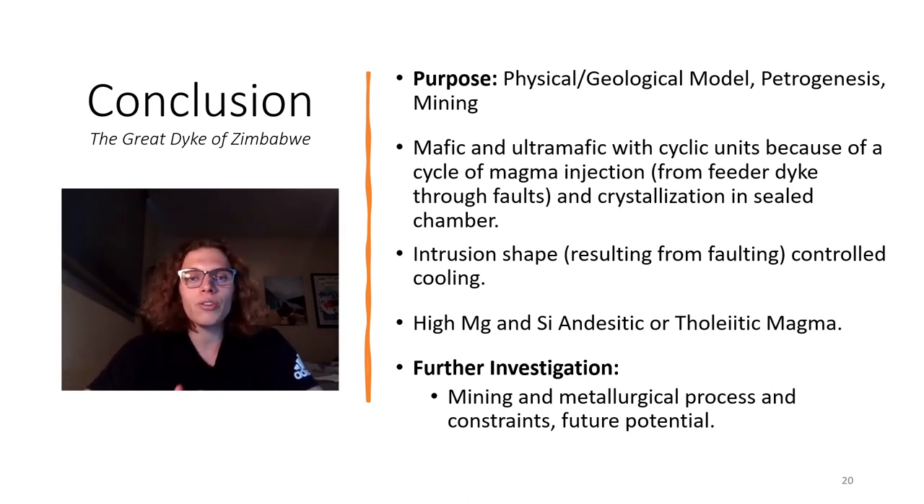We saw the trumpet intrusion shape and the outward thinning rock layers from the central axes, and so we saw how the shape itself had a great effect on cooling. Finally, we looked at initial composition estimates of the magma, and we concluded that the magma would likely have been high in magnesium and silica, and been an andesitic orthopyroxenitic magma.